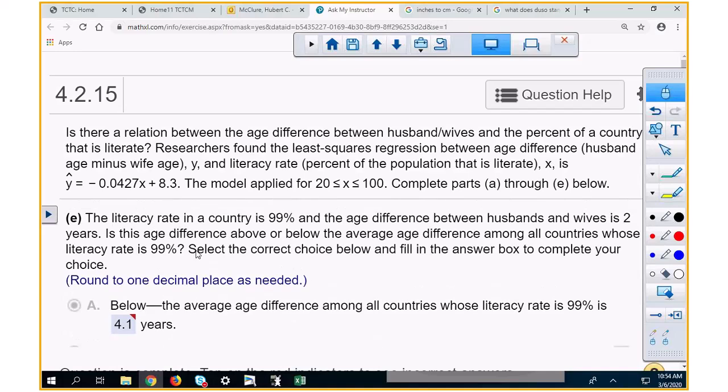And what does this say? The literacy rate in a country is 99%. What is that? That means that 99% of the population can what? Read. So naturally, it's going to fall. Okay? Think about that for a while. If you think about it, you'll understand why.